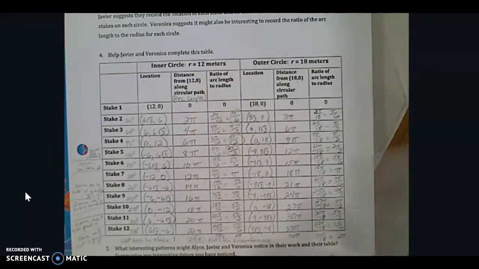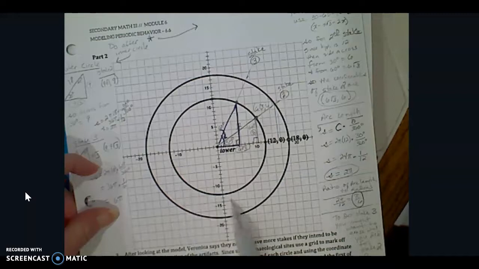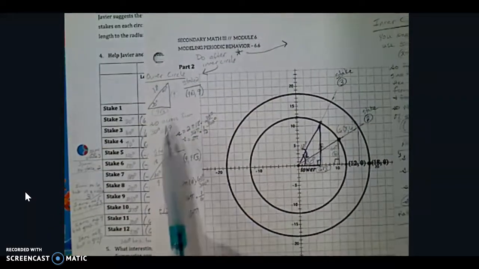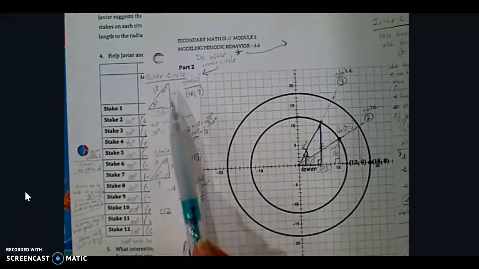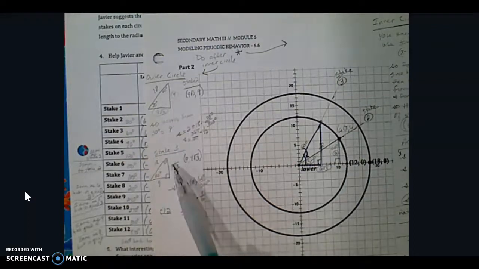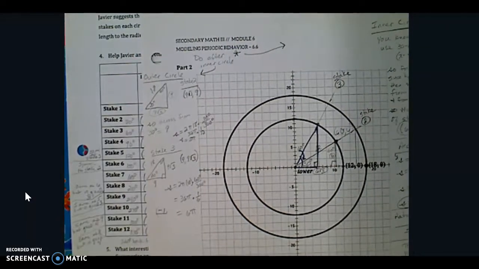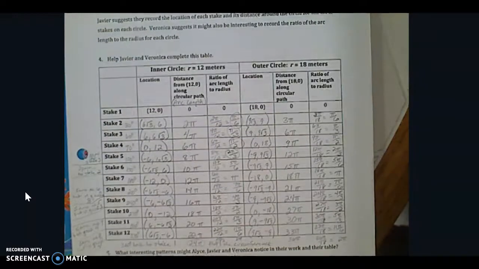Now, this whole section here is for that inner circle, and then the outer circle is this one, where now my radius is 18 instead of 12. So I started you off over here. Here's your outer circle, and I just started drawing a triangle. I did it for stake 2 and stake 3 to help you out, and then you can use symmetry for the rest. So I want you to work on that to see how you do with it, and then compare it to what I have here, okay? That's basically what that task is, to get used to it.